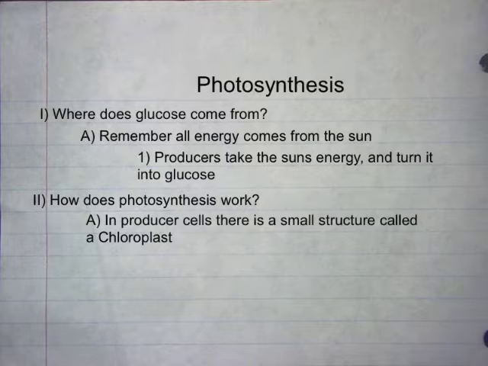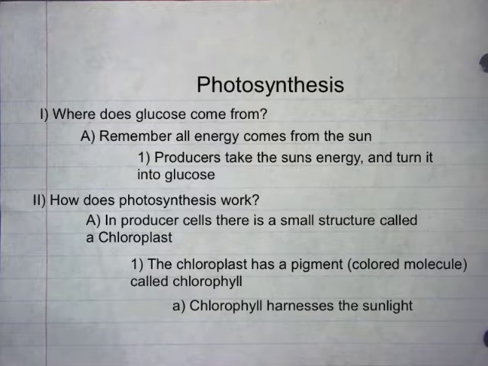In producer cells, there is a small structure called a chloroplast. Inside of every plant cell are millions and millions of little discs called chloroplasts. These chloroplasts capture the sun's energy, CO2 and water, and transform it into glucose and oxygen. They cycle around the cells in order to maximize the amount of sunlight that comes into the plant cell, thus making sure that no one chloroplast is getting more than any other, and thus maximizing the amount of energy a plant can receive. Here you see the chloroplast circulating around a plant cell.